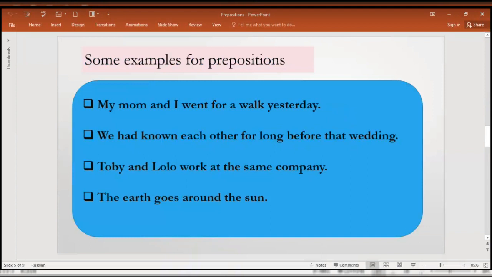The next one: Toby and Lolo work at the same company. Let's find out what kind of preposition it is. Yes, at. It is a preposition of place. And the last one: the earth goes around the sun. This sentence has just one preposition, and it is around. What kind of preposition was it? Yes, you found it right. It is a preposition of direction. So now we are going to go on with activities.